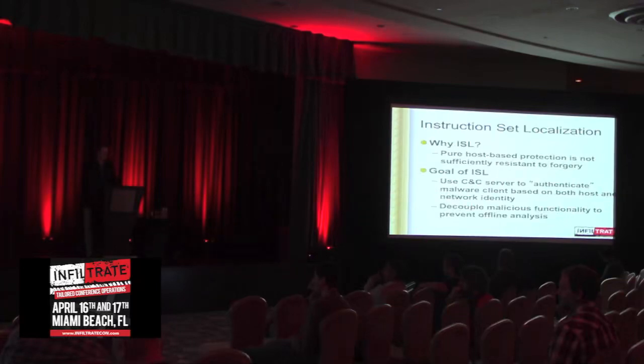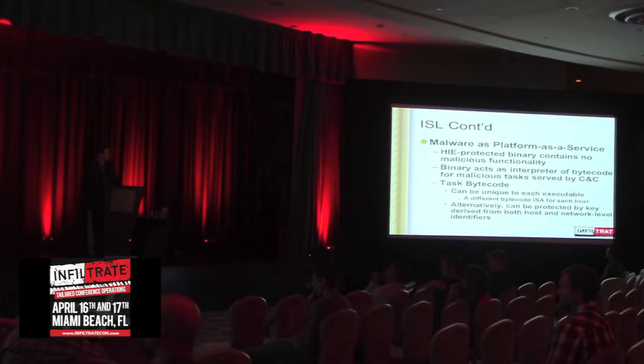So HIE was enough to prevent, for example, Kaspersky from determining what the encrypted payload in Gauss was, but we don't, or at least I don't, consider it sufficiently resistant to forgery. Thus, we're going to use another technique, instruction set localization, to effectively authenticate the malware client, the HIE protected agent, to the server using both host and network identity. And in doing so, we're also going to decouple the malicious functionality that's normally embedded in the executable in order to prevent offline analysis. And I'll describe what that means in the next few slides.